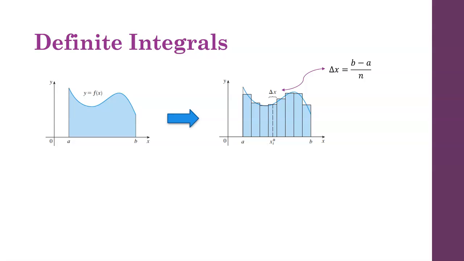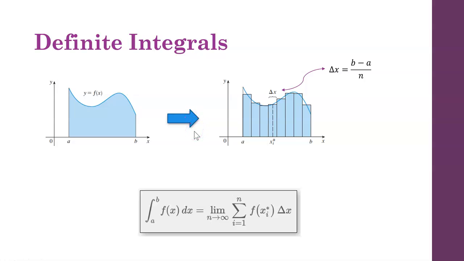And ideally, if we could somehow get an infinite number of rectangles that would be really, really thin, infinitely thin, and they would approximate the area, well, it won't be an approximation anymore. They would give me this area exactly. And that's what we call a definite integral.